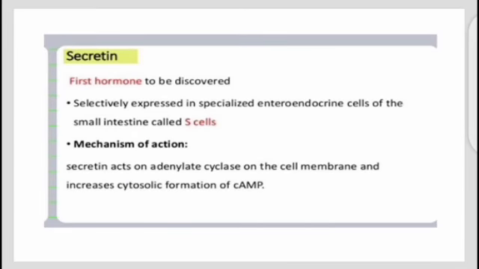Secretin was the first hormone to be discovered, selectively expressed in specialized enteroendocrine cells of the small intestine called S cells. Both gastrin and secretin are peptide hormones. It means that they are also made up of amino acids or protein. Secretin is produced from the duodenum when acidic food touches its lining. This part after the stomach is the duodenum. When the food from the stomach enters the duodenum, because of the hydrochloric acid in it, it is acidic in nature. So as the food touches it, it is going to stimulate the secretion of secretin.